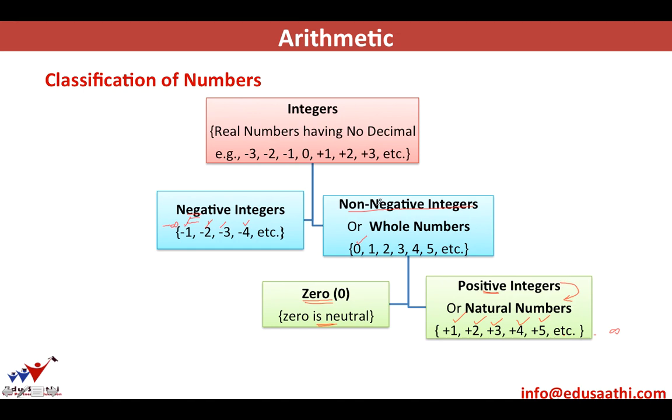Whereas non-negative integers are known as whole numbers. So whole numbers start from 0, go up to infinity. I can classify them as 0 and positive. So integers would be negative, would be positive, and would be 0. This is negative, so the rest of them would form a part of non-negative.